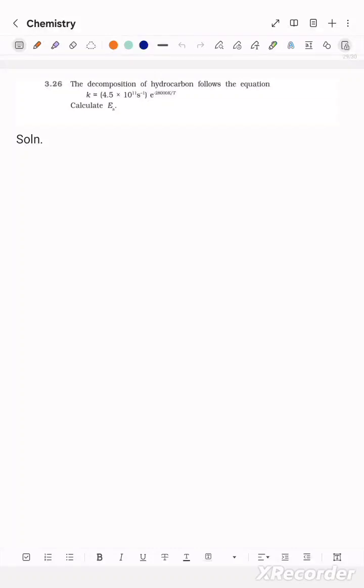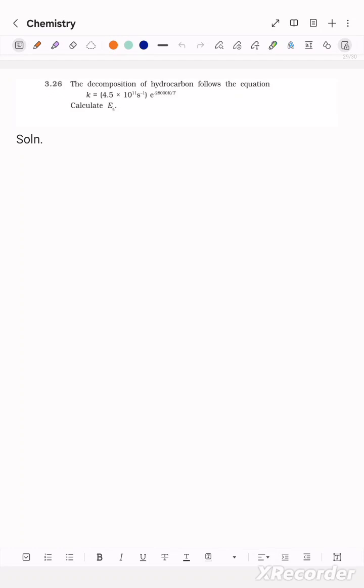Hello students. So next question is: the decomposition of a hydrocarbon follows the equation given. Calculate Ea. So this is given in the form of the Arrhenius equation, and we have to calculate the energy of activation. So how to proceed with this?